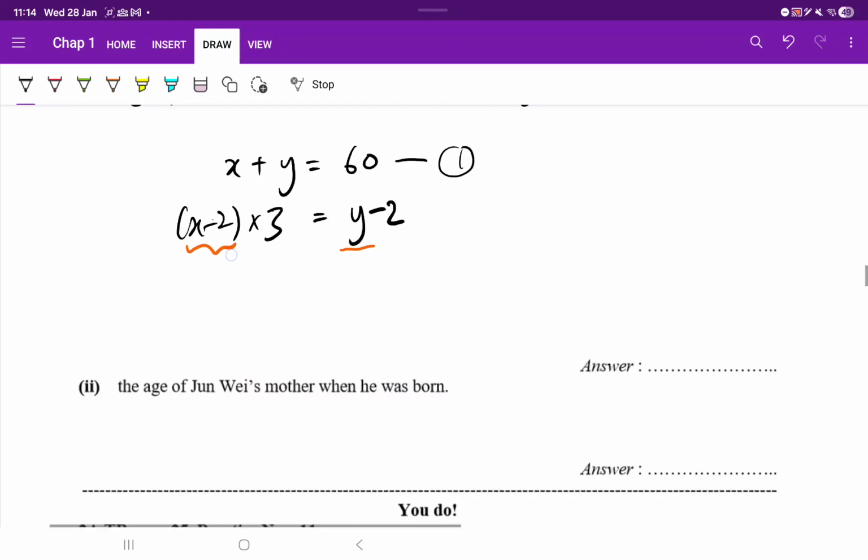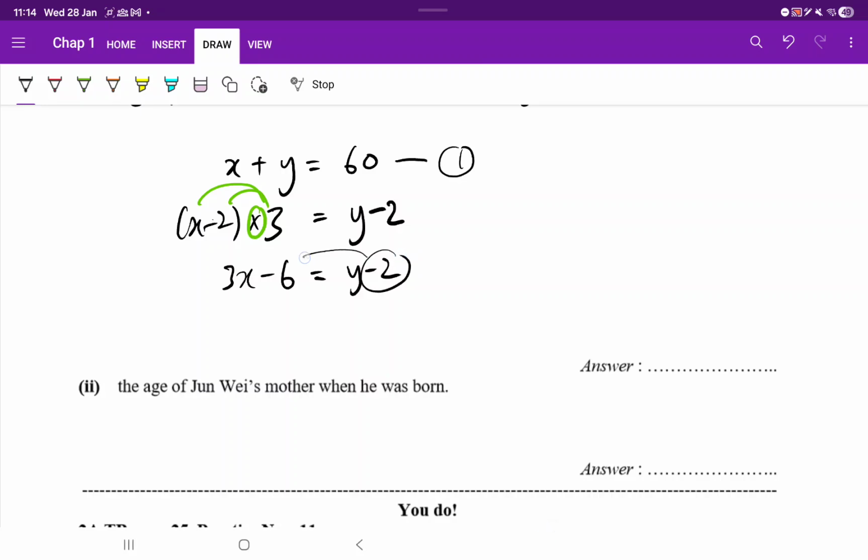So how do I simplify before I label? Well, the first thing I take note of is the fact that this is multiplication. So I do an expansion. So I can do 3x minus 6 is the same as y minus 2. Now, I want to move the minus 2 away, bring to the left hand side. 3x minus 6 plus 2 will be y, which means I can write y equals to 3x minus 4. This I label as equation 2.